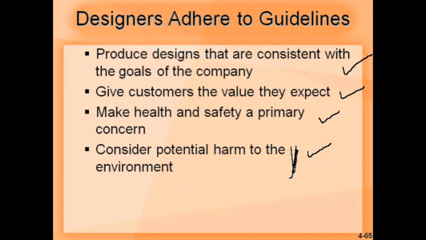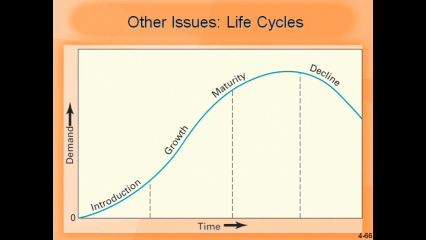So the amount of emission which may be allowed, let's say, in a developing country may be different from the amount of emission which may be allowed in a developed country. So such things also vary. And when any company is competing globally, obviously they have to take into account all such issues. Now, another issue they have to take into account relates to life cycle.